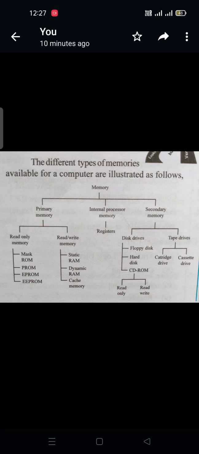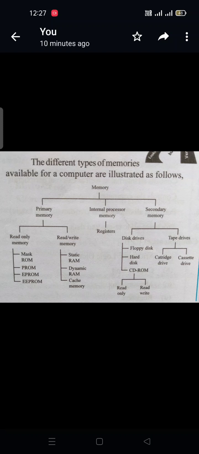Last is what? Tape drives. Tape drives means cartridge drives or cassette drives. Cartridge drives are a type of tape recorder-like drives. It is not very important to know about cartridges which were utilized previously. So next is cassette drives. As you see in a tape recorder, the reel will rotate from one rotation to another. So these are the devices which were used for storing data in the previous days.